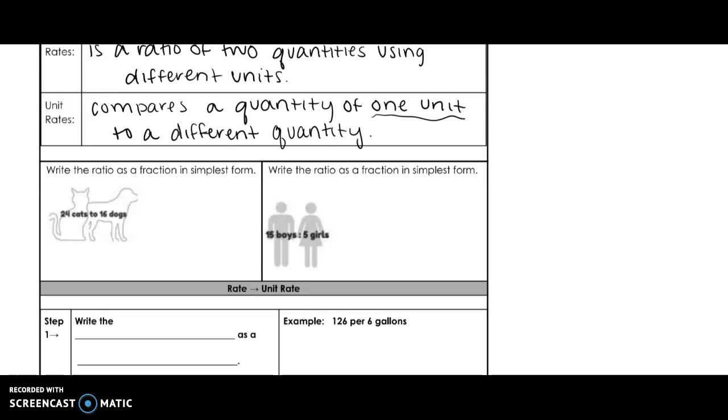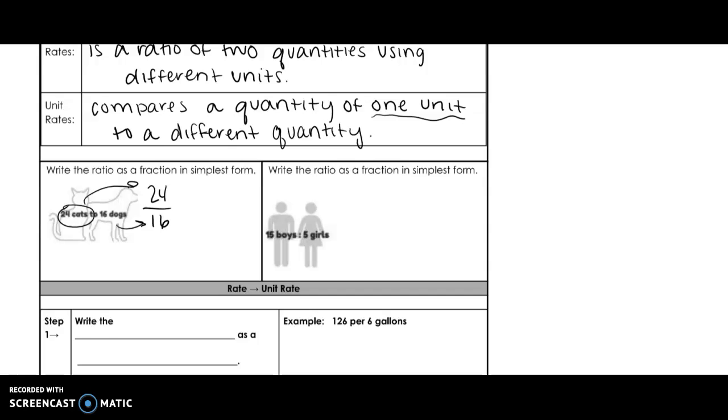Okay, so let's write a ratio as a fraction in simplest form. So what we're going to do is look at 24 cats to 16 dogs. We write it first as a fraction, so 24 to 16. And since it said cats first, the cats go on top, and dogs go on bottom.